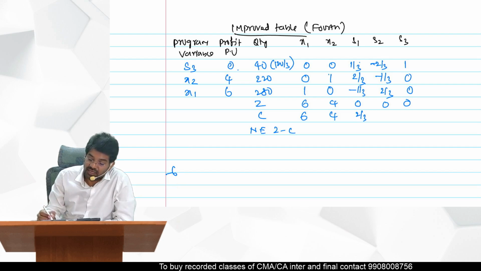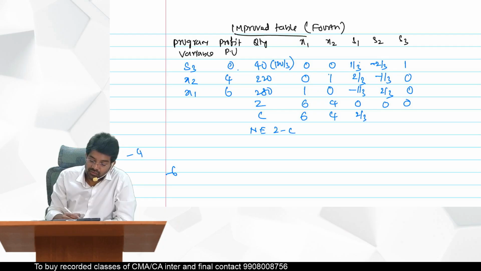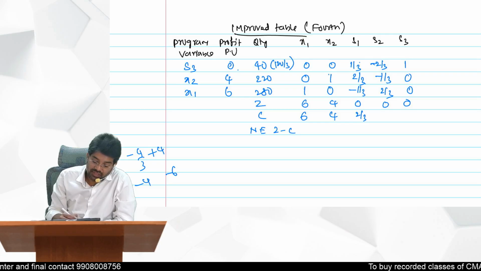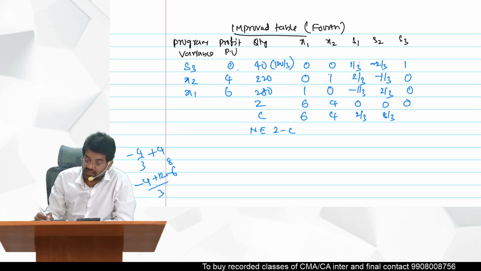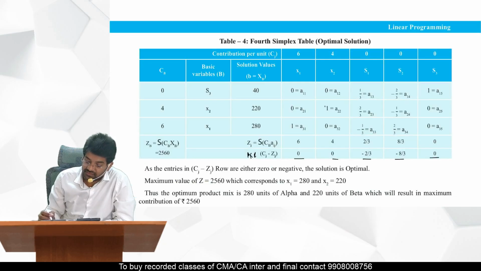Then here minus 2 by 3 into 0, 0, minus 1 by 3 into 4 is minus 4 by 3, minus 4 by 3, 2 by 3 plus 2 by 3 into 6. 3 twos are 6, so 4 minus 4, taking LCM 3, 12 divided by 3. So this is positive 8 by 3 you are getting. 2 by 3, 8 by 3 are the C values, finally 0.